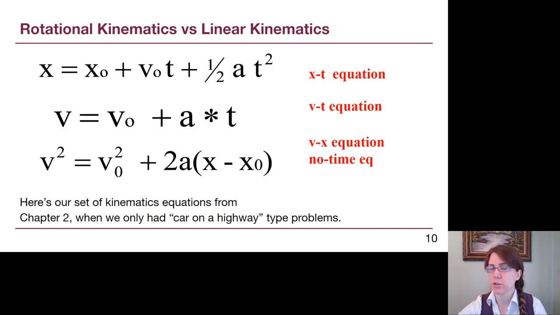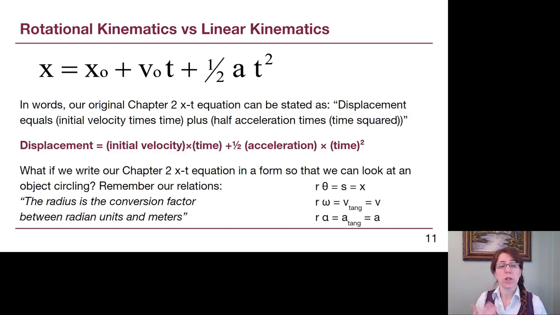Okay, so if we think back to our regular chapter 2 kinematics equations, these are kind of the big three from that chapter. The position time equation on top, the velocity time equation in the middle here, and the velocity position equation, or more commonly the no time equation, at the bottom. If we take any single one of these and we look at its form in words, so x minus x naught is displacement. So it's really here the displacement is equal to the initial velocity times time plus half of the acceleration times time squared.